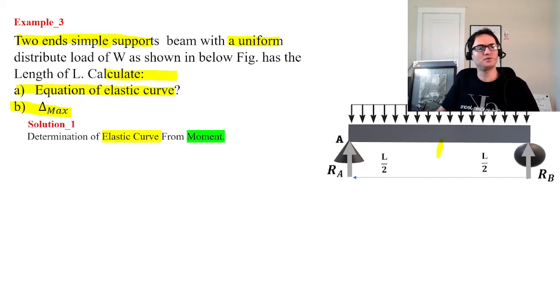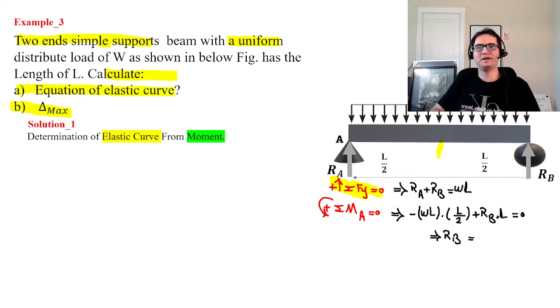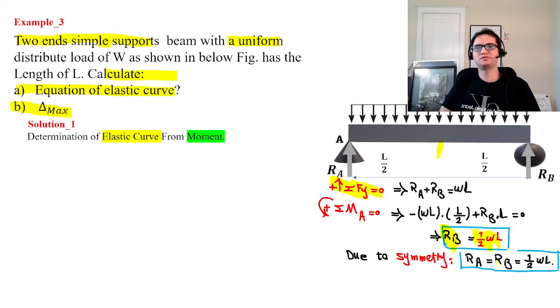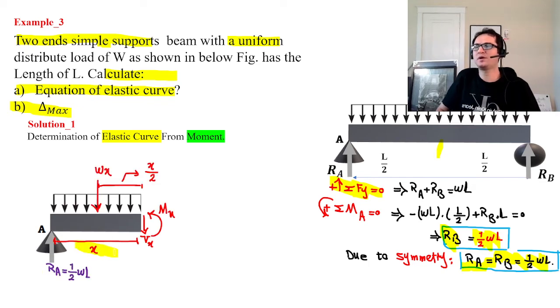We solve it in two approaches. The first one is the determination of the elastic curve from the moment equation. By summation of forces in the y direction equal to zero, both supports should cancel out WL. Sigma MA equal to zero gives us RB as a half of WL, and due to symmetry they should be equal to each other, so RA is equal to RB, and each of them is a half of WL.